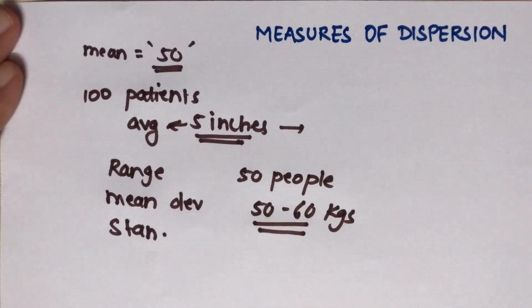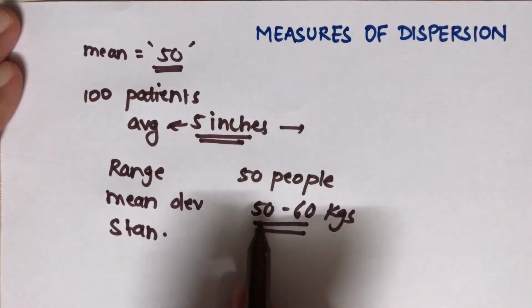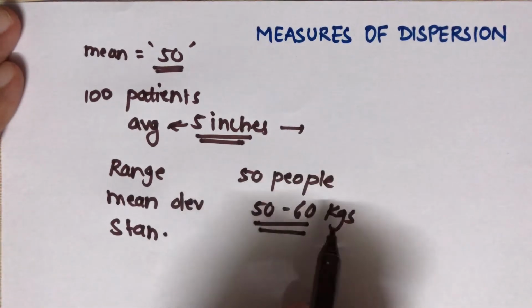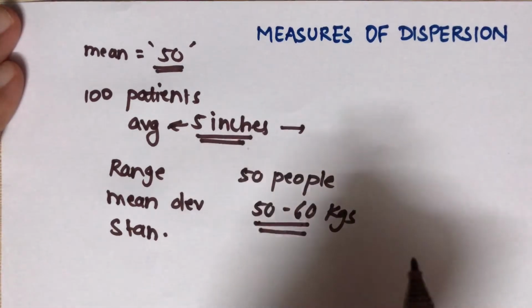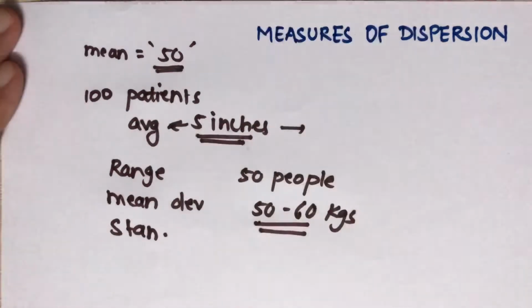Though this measure is simple to calculate, it is not based on all the items and it is subject to fluctuations of considerable magnitude from sample to sample. It is the simplest method, but usually it is not used because it gives no information about the values that lie between the extreme values. Here the extreme values are 50 and 60, the lowest and the highest. But amongst these 50 people, you don't know how many weigh 51, 52 or 53 kgs. Because of this, it is not used much.